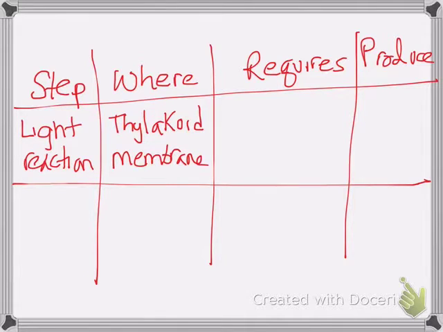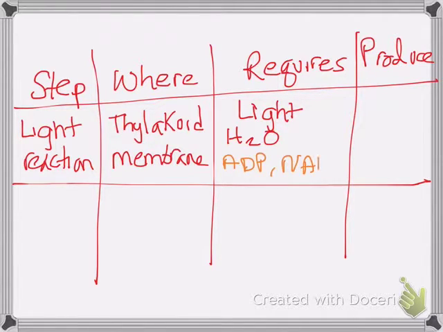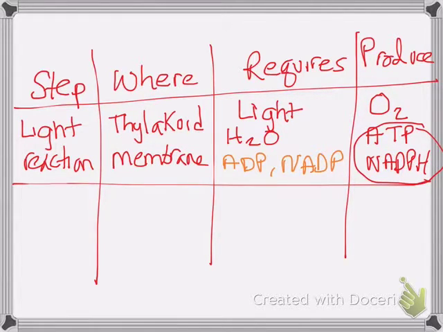The light reaction requires light, water, and your uncharged batteries, ADP and NADP. The light reaction then produces your oxygen, which is going to leave through the stomata, and ATP and NADPH. Both of these are going to get used in the Calvin cycle.